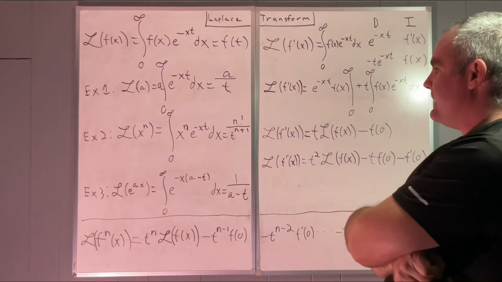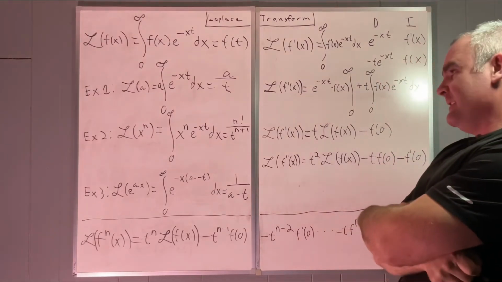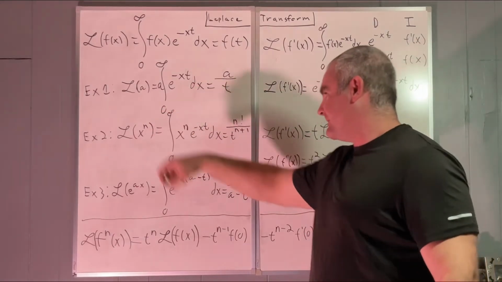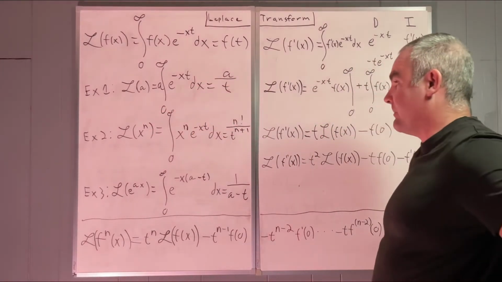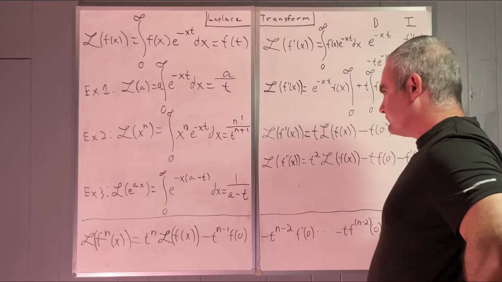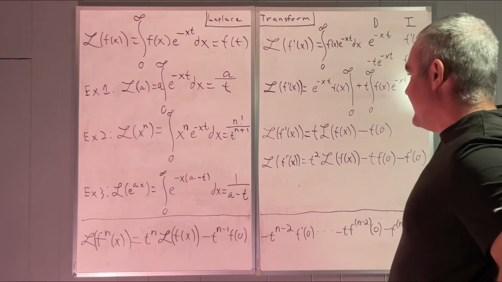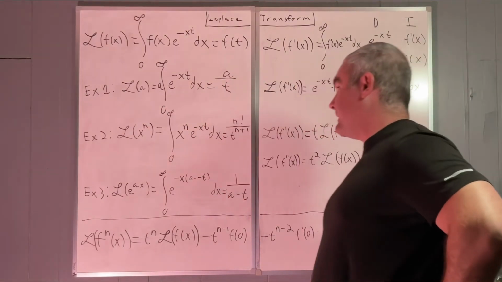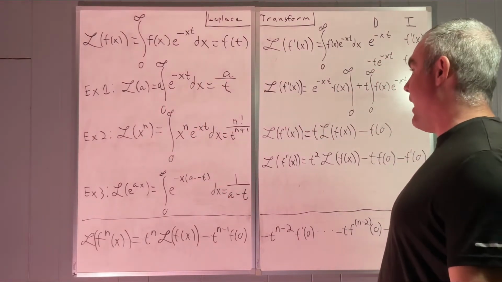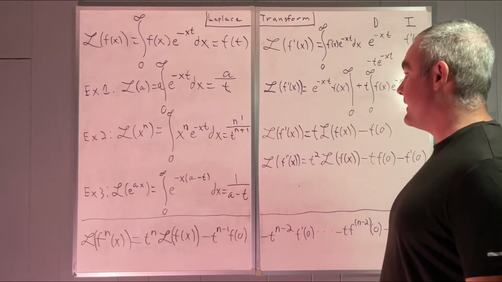Example number 2 is the Laplace transform of a power of x. In this case, n does need to be an integer. I'm not sure if it needs to be a positive integer or not. Maybe I'll do an addendum to this video at some point. But anyway, the Laplace transform of x to the n is going to be n factorial over t to the n plus 1.